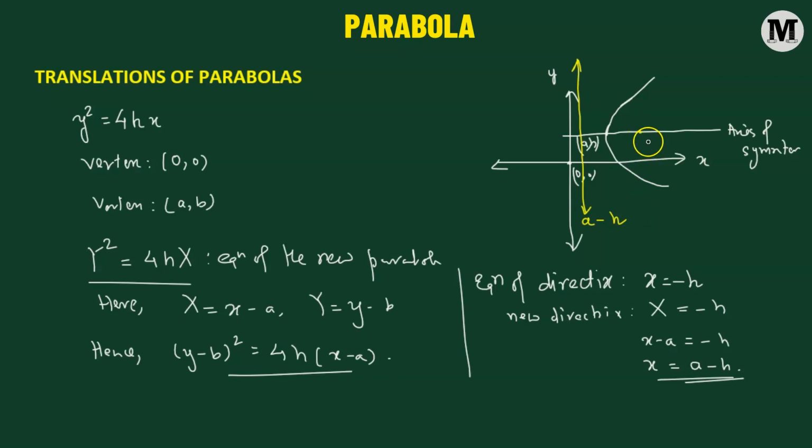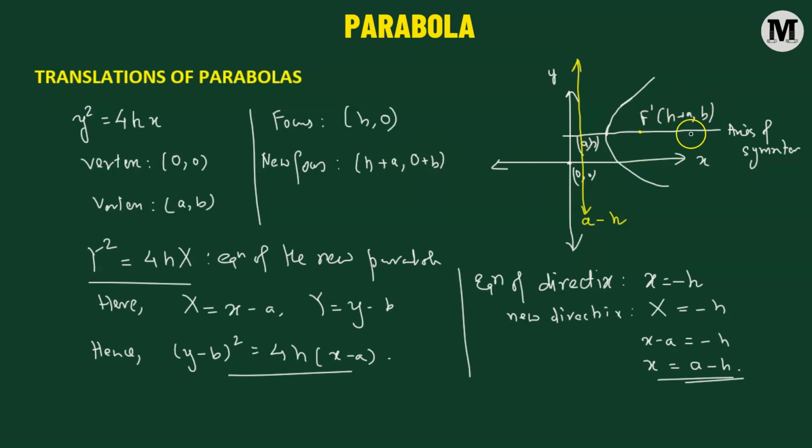The focus was earlier at (h, 0). So let's discuss the focus of the parabola. The focus was earlier at the point (h, 0). The new focus, since it has moved to the right-hand side by a amount along the x-axis, we will get h plus a. And it has moved above in the positive y direction by b units, so we have 0 plus b. Or we can say that the coordinates of the new focus F will be (h plus a, b). So this is how we can translate a parabola. This is going to similarly work for the other three parabolas.